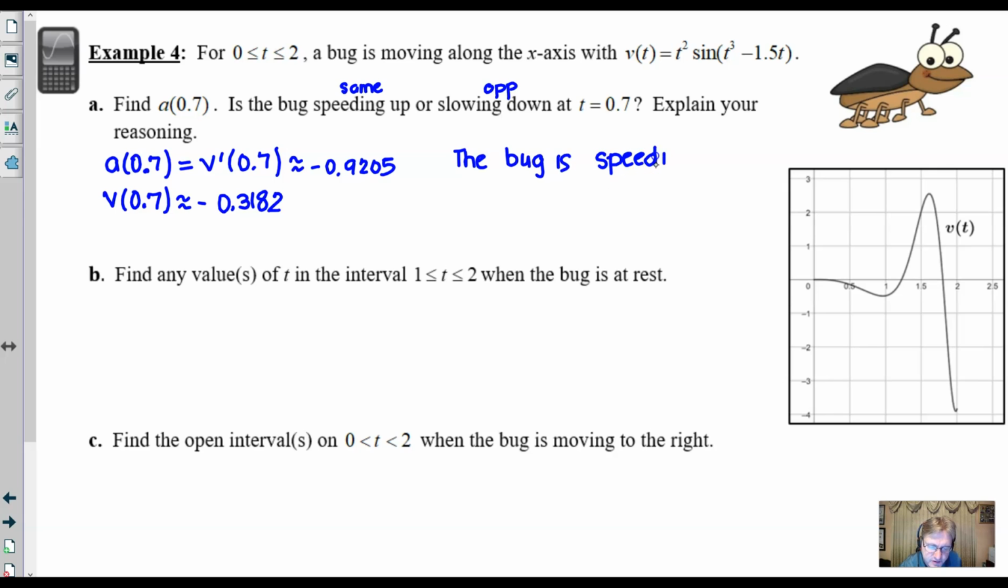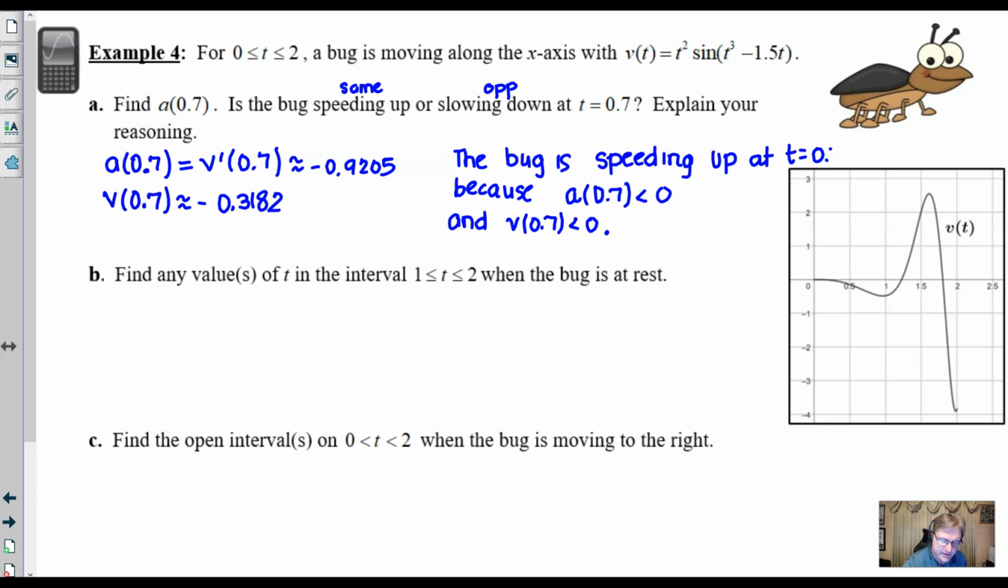Now it does want you to give a bit of an explanation. So we'll just simply say the bug is speeding up because we don't have to reference the exact value. All we have to do is mention that their signs are what they are. And I think that would do a good job. And we're done.